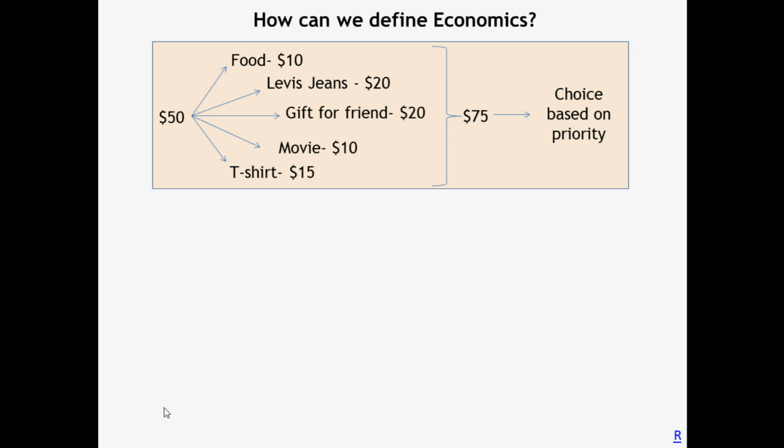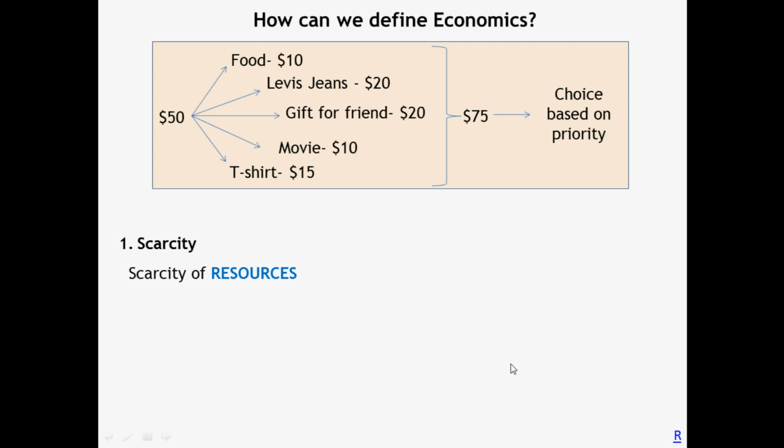An economy exists because of two major facts. Number one, scarcity. What does scarcity mean? Scarcity means limitation. Limitation of what? Limitation of resources. Resources are the things or materials that we use to produce goods and services for us.